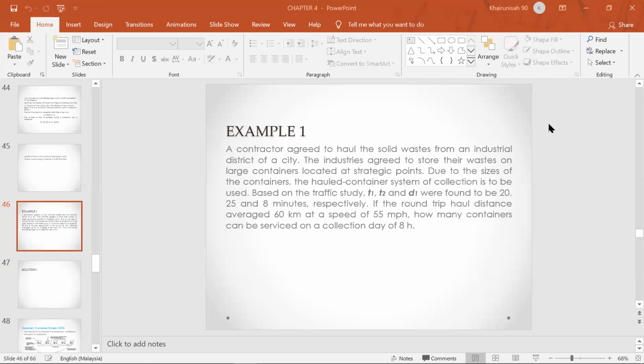Okay, for example one, a contractor agreed to haul the solid wastes from an industrial district of a city, and the industries agreed to store their wastes in large containers located at strategic points. Due to the sizes of the containers, the hauled container system of collection is to be used. Based on the traffic study, T1, T2, and D1 were found to be 20, 25, and 8 minutes respectively. If the round trip haul distance averages 60 km at the speed of 55 mph, how many containers can be serviced on a collection day of 8 hours?